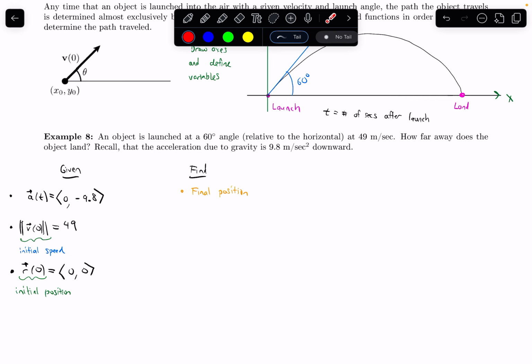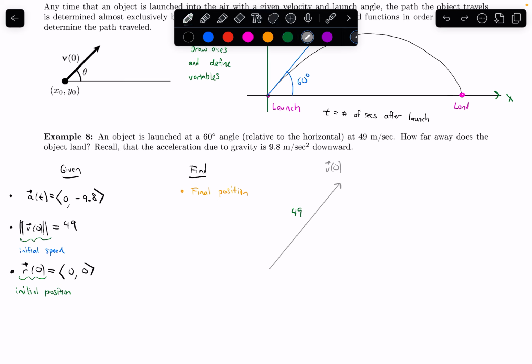draw a picture. Let us draw a picture. So the initial launch angle, something like this. And I'm going to call this the initial velocity vector, v of 0. The magnitude represents its length. So I know the length of this vector is 49. I'd like to eventually be able to say what the vector is rather than just its length, its magnitude.